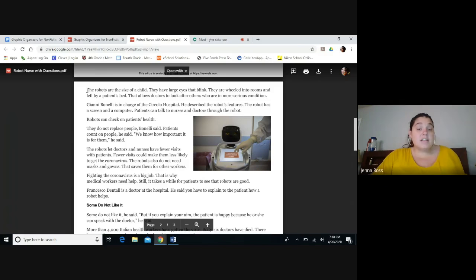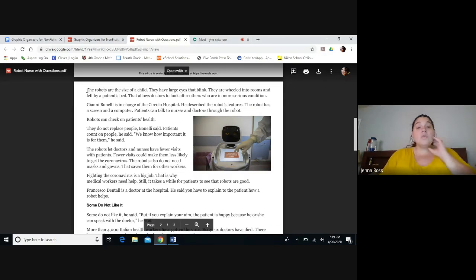The robots let doctors and nurses have fewer visits with patients. Fewer visits could make them less likely to get the coronavirus. The robots also do not need masks or gowns and saves them for other workers. Fighting the coronavirus is a big job. That is why medical workers still need help. Still, it takes a while for patients to see that robots are good. Francesco Dentali is a doctor at the hospital. He said you have to explain to the patient how a robot helps.